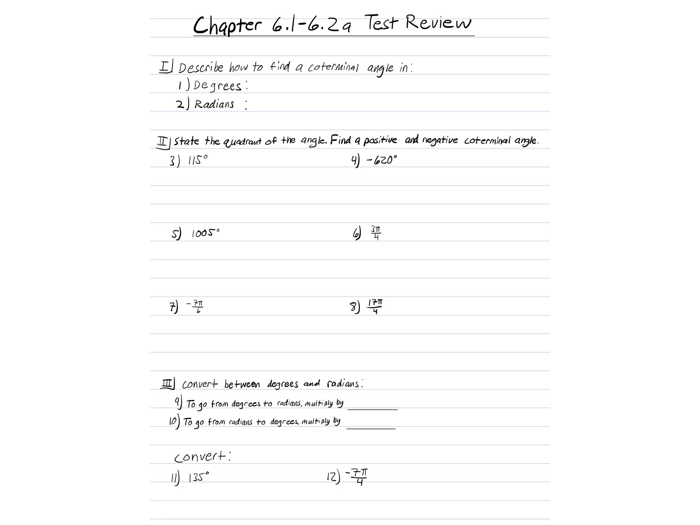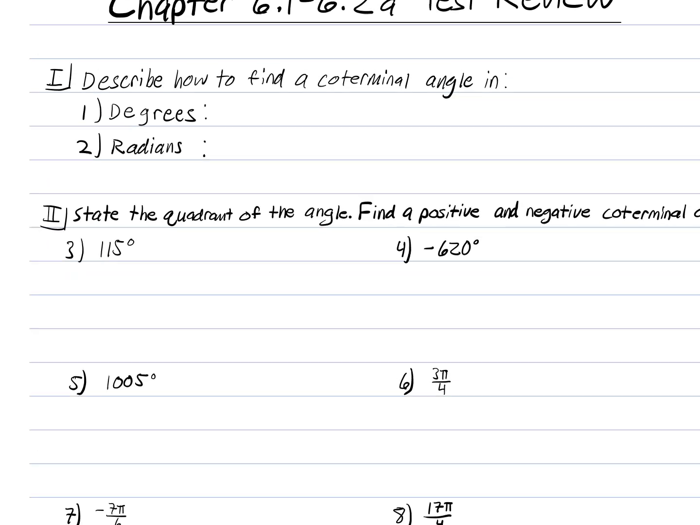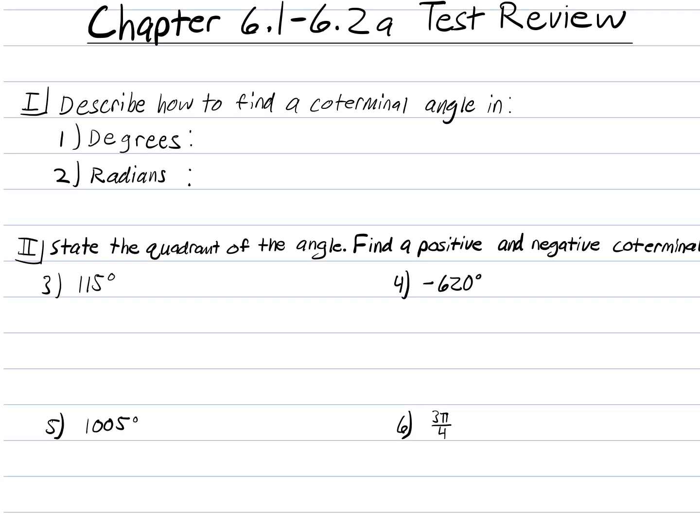All right, so I'm going to go over your test review in preparation for your upcoming test on Monday. Now, you'll have questions that ask to find coterminal angles in both degrees and radians. To find a coterminal angle in degrees, you add or subtract 360, right? That's how many degrees are in a full circle, a full rotation.